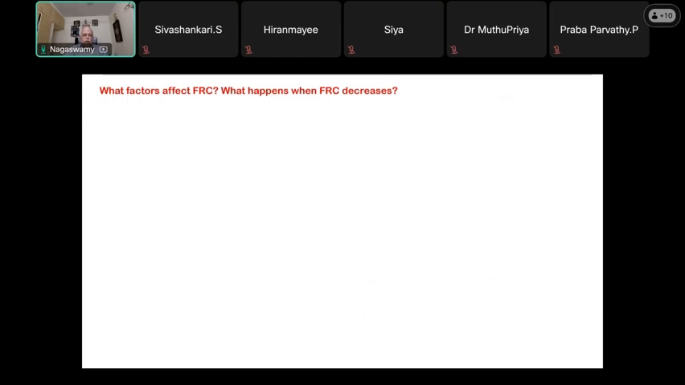So PANGOS, pangos, instead of bongos, you remember pangos. So which factors will increase the FRC? What decreases it I have said. What are the factors which increase FRC?